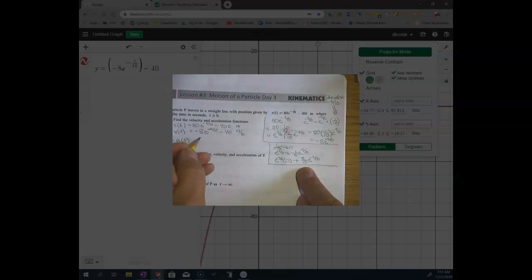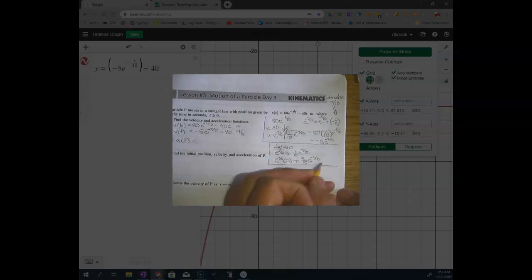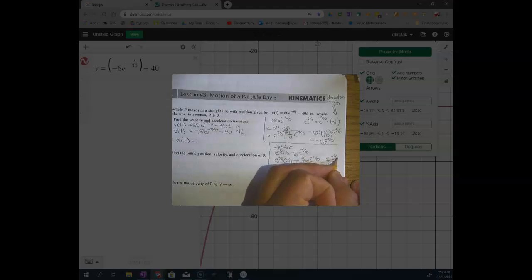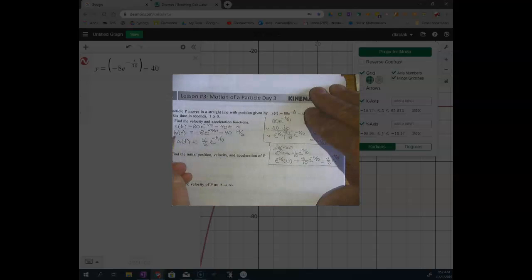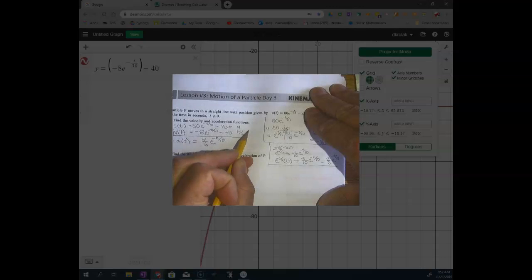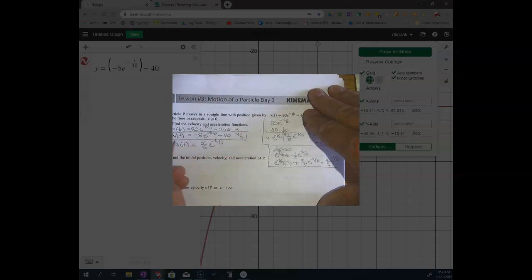So this part, I can reduce that to 4 over 5 e to the negative t over 10. So here's our velocity function. Here's our acceleration function.